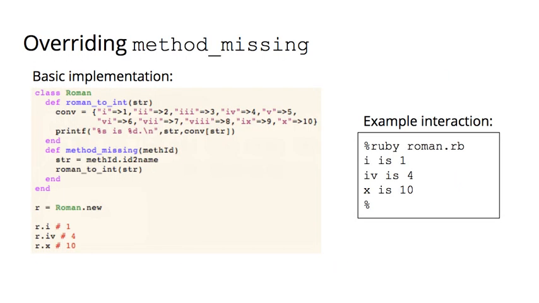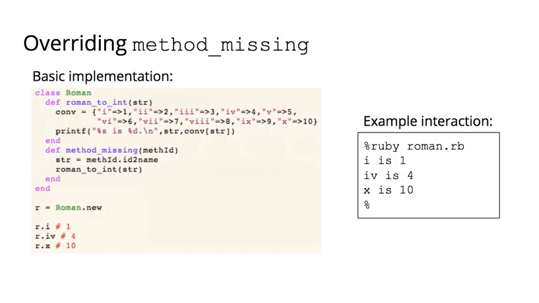So just a really basic implementation here. The roman to int class, I just implemented it using a hash, excuse me, that takes strings of characters, Roman numerals 1 through 10, and turns them to their integer version, and then outputs the relationship between them.